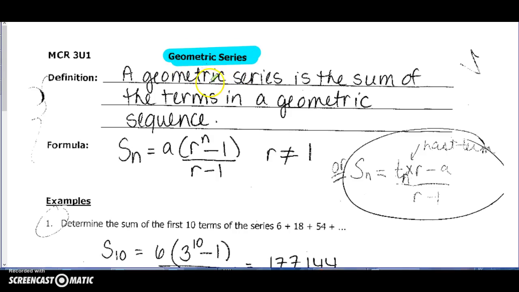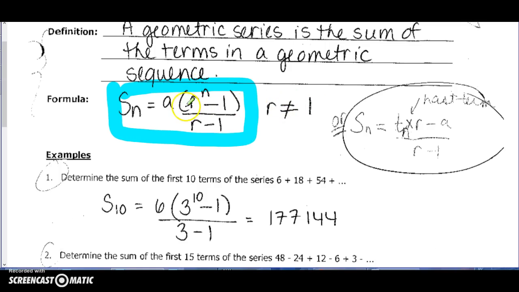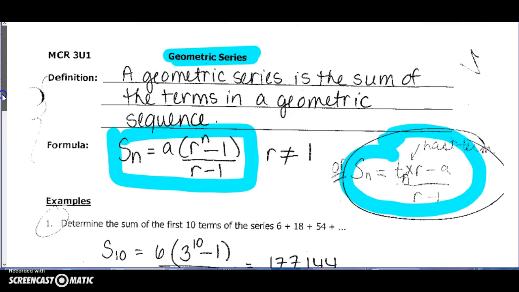Here's a geometric series. That's the sum of a geometric sequence, so we're taking all the terms and adding them up. The two formulae that we use are this one here, a(r^n - 1) over r - 1, and this one here, which is a little different. And just like with the arithmetic series, you need to know the value of the last term. If you do, you can use this one. If not, use this one here.